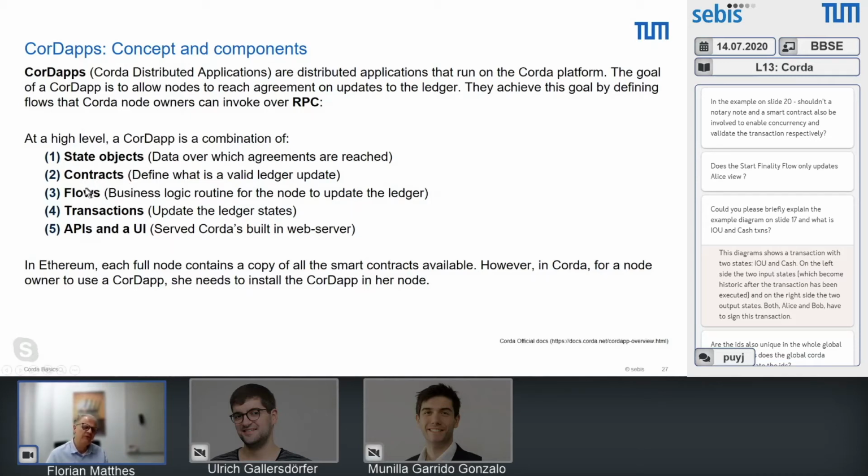Then you have flows, which are flow instances created based on flow definitions, which you create at compile time. And you have transactions, which are operations defined by transaction definitions. The execution of the transaction then does ledger updates. Additionally, you have APIs and a user interface which allows you, through RPC, to start flows and to inspect the state of the network and the notaries through web server APIs.